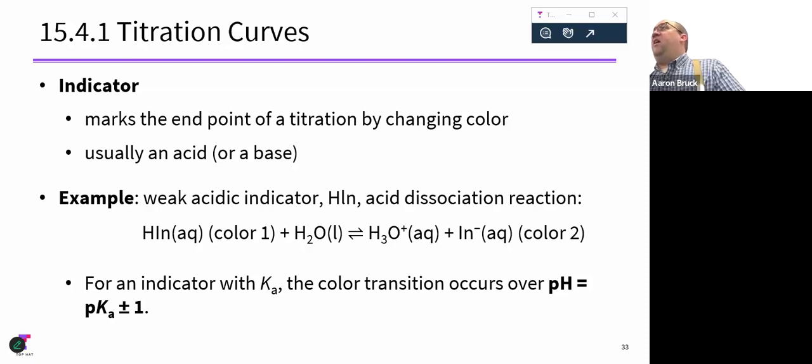Now, there are lots of different indicators out there. We've primarily focused on phenolphthalein, which we'll get into the reasons for as we talk more about indicators and titrations. But generally speaking, for an indicator to be considered effective, the color transition that we want to see generally needs to occur within about 1 pH unit of the pKa for that indicator.